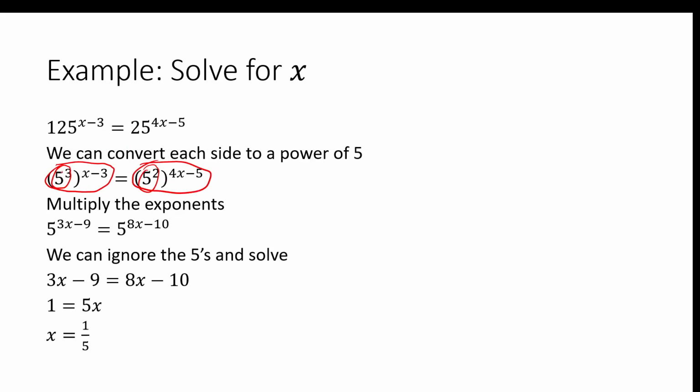Now, we have on the left and the right side a power raised to an exponent. So 3 times x minus 3 becomes 3x minus 9. And 2 times 4x minus 5 becomes 8x minus 10. So we have powers on each side with the same base. So we can ignore that base and just solve 3x minus 9 equals 8x minus 10. Adding 10 to both sides and subtracting 3x from both sides, we get 1 equals 5x, or in other words, x equals 1 over 5.